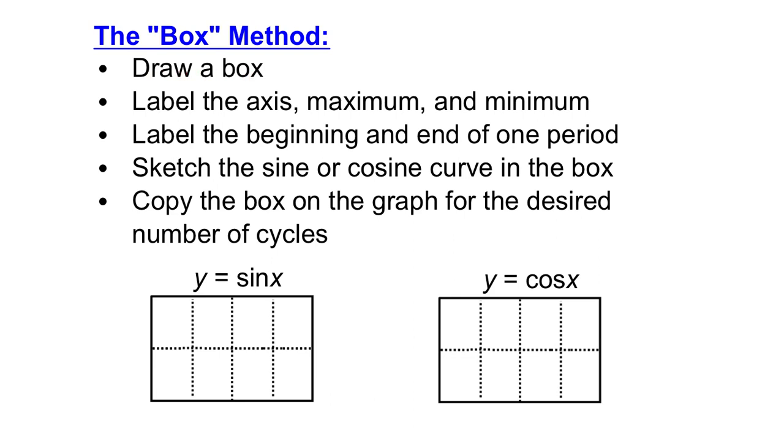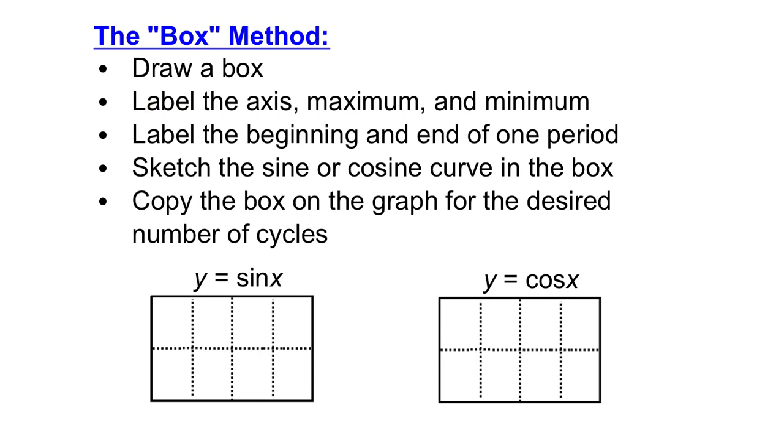First, you draw a box like this. So I cut the box into sections. Vertically, I cut it in half. Horizontally, I cut it into quarters. That's what I mean by drawing a box. You'll understand why I do it this way in a little bit. Now I'm going to label the axis, the maximum, and the minimum values. Those are your y values.